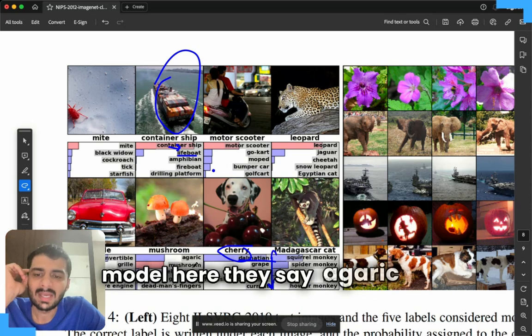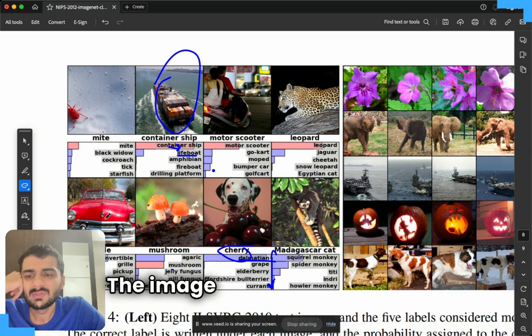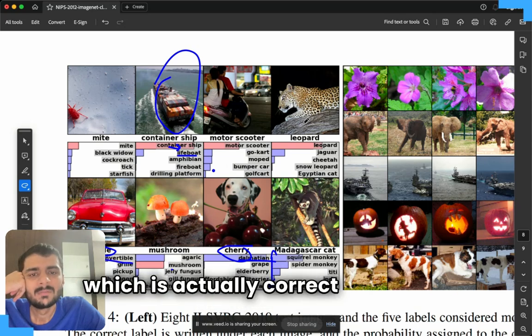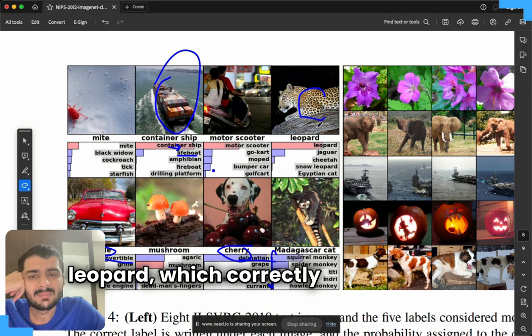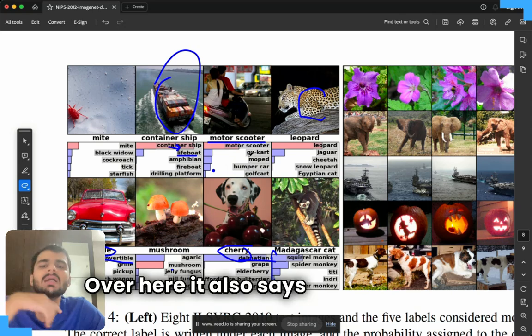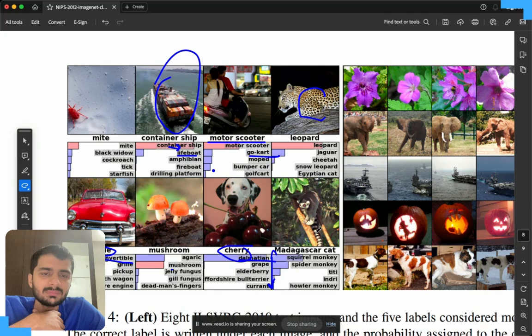Here they say agaric and mushroom, even though mushroom is the one that is here. The image was labeled as grill, and their model predicts it's a convertible, which is actually correct. Here it's a leopard, which it correctly predicts as a leopard. It's a motor scooter over here. It also says that it could be a go-kart, could be a moped, etc.